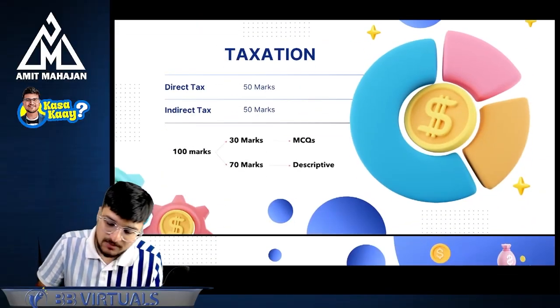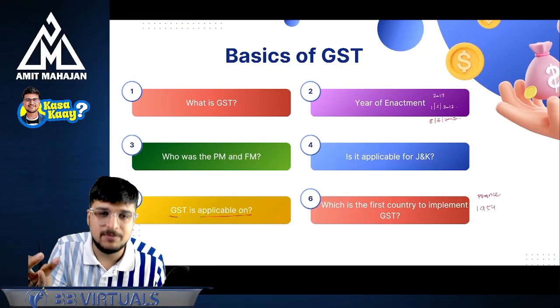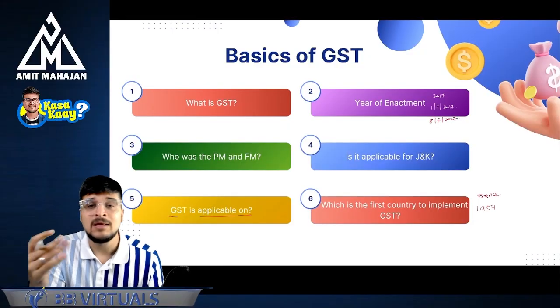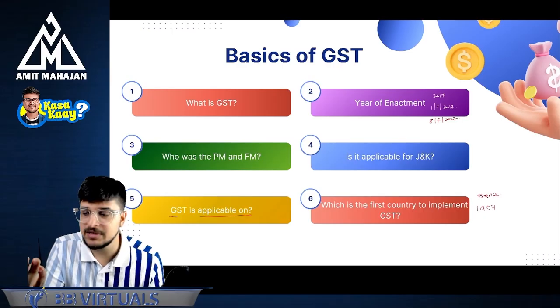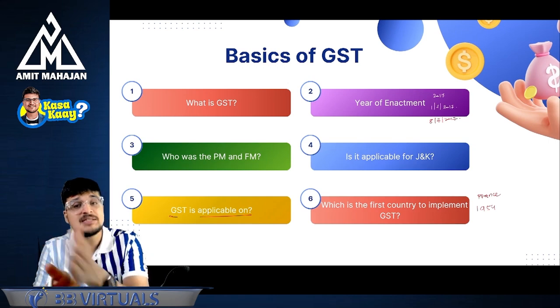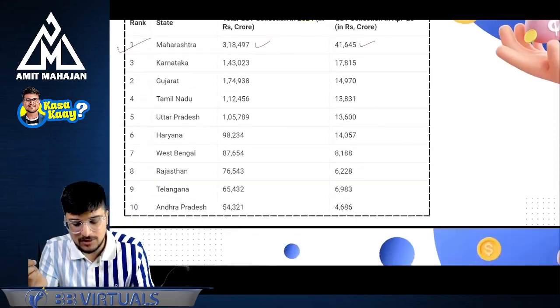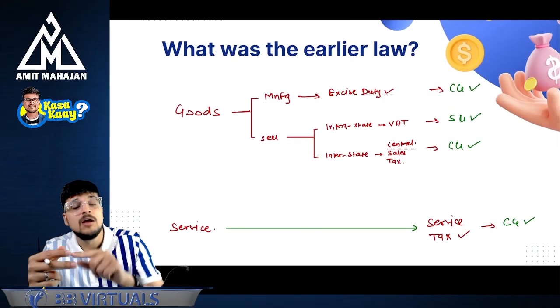First of all, we discussed the basics of GST. What is GST? Year of enactment. Who was the PM and FM? Is it applicable for Jammu and Kashmir? GST is applicable on what? Goods and services. Which is the first country to implement GST? That is France in 1954. Then we saw that in GST revenue, Maharashtra is leading.